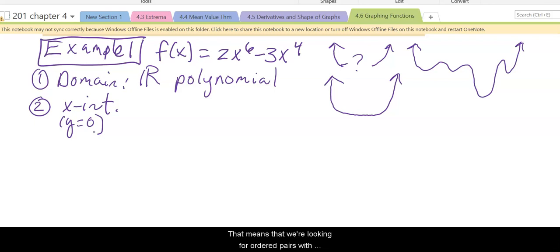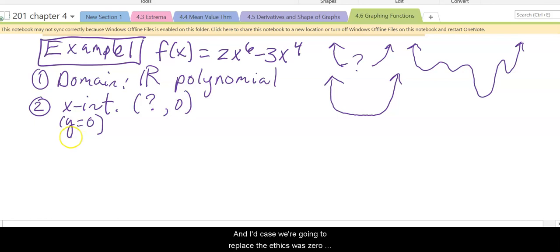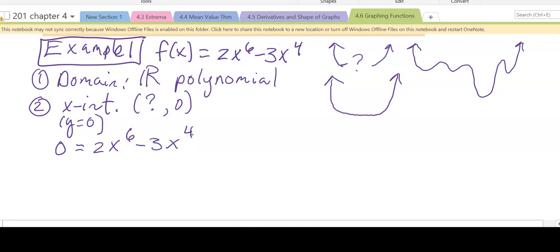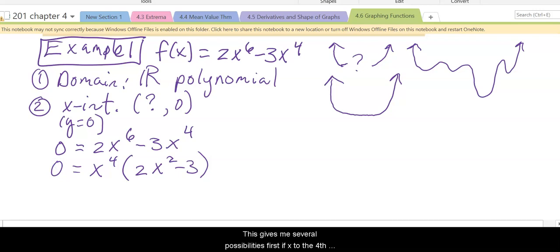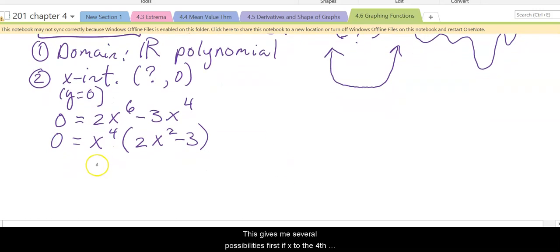That means that we're looking for ordered pairs with some value for the x coordinate, but 0 for the y. In that case, we're going to replace the f of x with 0 and factor what we have left, 2x to the 6th minus 3x to the 4th. I have a common factor of x to the 4th, which I can take out, and that leaves behind 2x squared minus 3. This gives me several possibilities. First, if x to the 4th is 0, then I know that x could be 0. That means that one of my x-intercepts must be the origin.